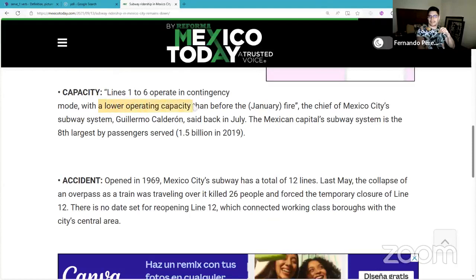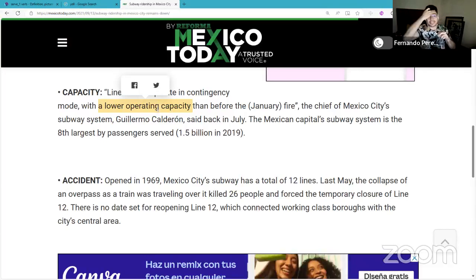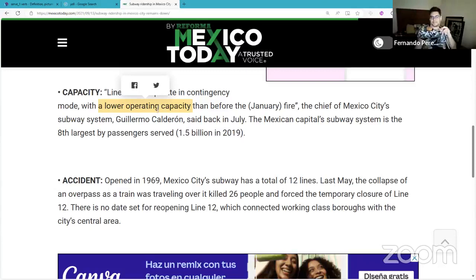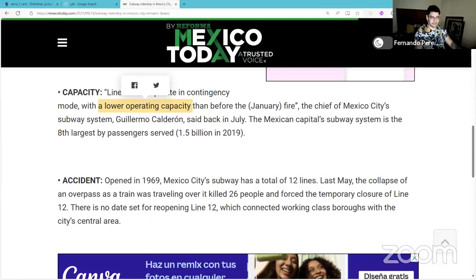So how do you translate this into Spanish? A lower operating capacity. Una capacidad más baja de operación. What happens in translation is that it is probable you will say operation. The problem is that operation exists, but that's not the correct way to describe it. A better way is using an ing: a lower operating capacity. Any questions?